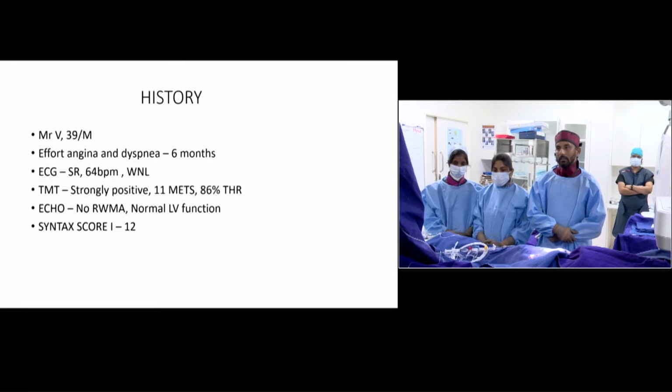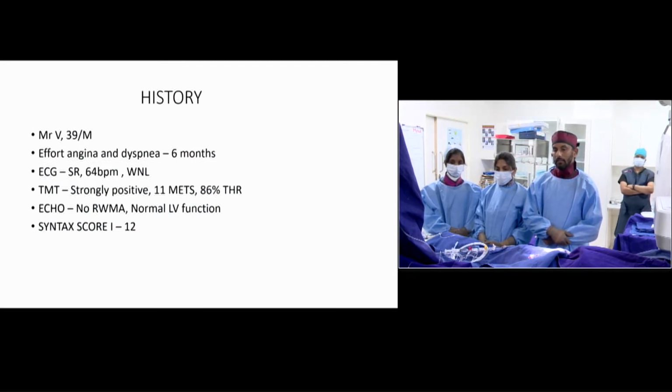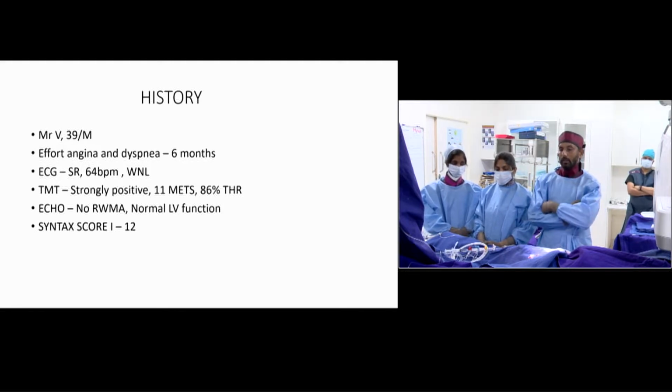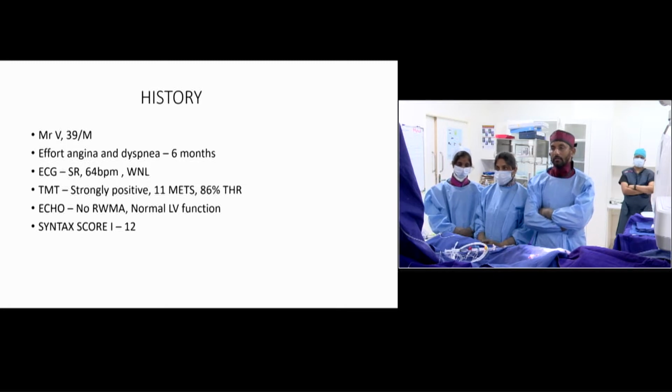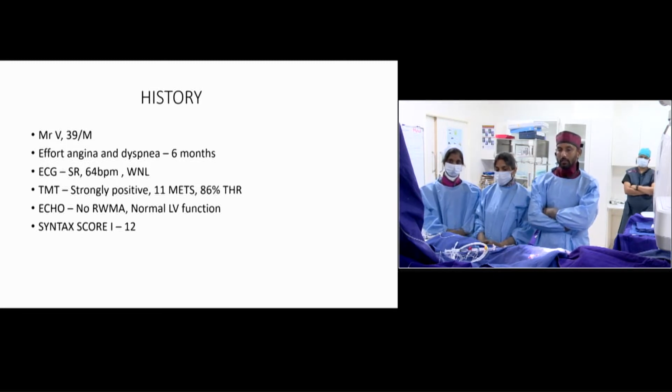We have a 39-year-old gentleman on the table now who has had effort angina and dyspnea for the last 6 months. Over the last 2-3 months, it has gradually worsened. He underwent a series of tests in his local hospital. The ECG showed a sinus rhythm with a ventricular rate of 64, with no significant abnormalities. The echocardiogram showed good left ventricular systolic function with an ejection fraction of 65%.